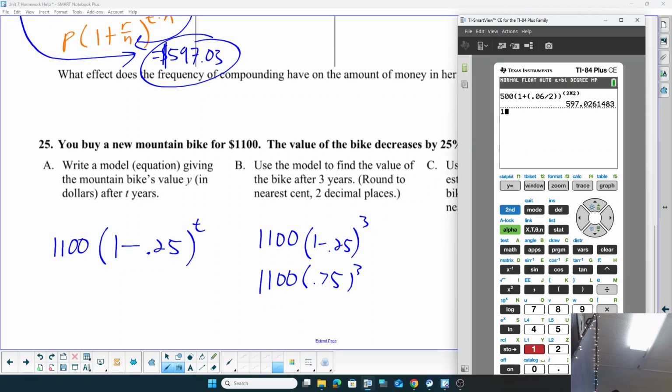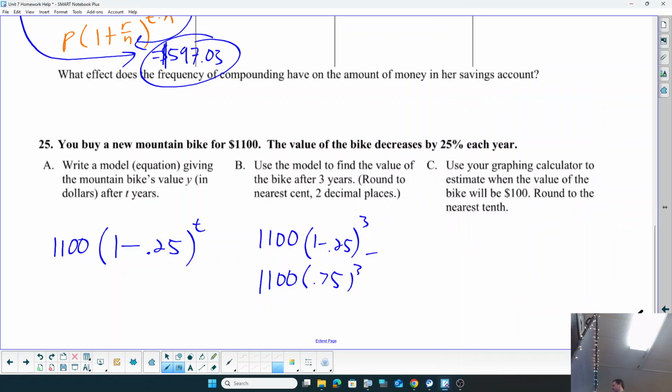Let's try both ways. I think that's just as fine. Okay, so we get 464.06. So just to show you, 1 minus 0.25 is 0.75. We get the same answer. So both equal 464.06. So $464.06 rounded to 2 decimal places.